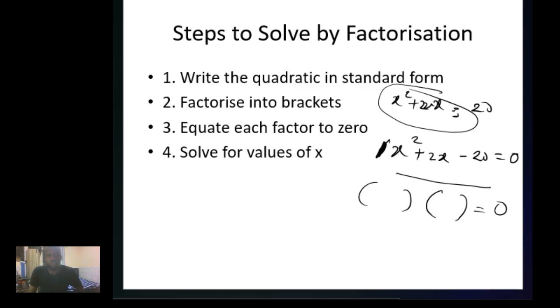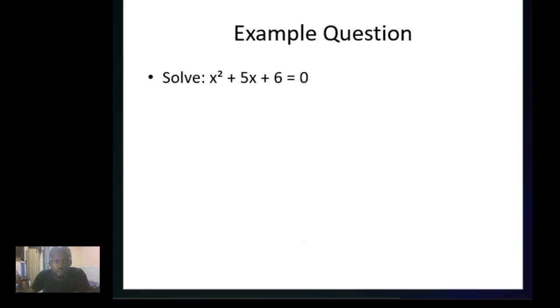Within seconds, you've gotten your roots, you've gotten your final answer. So you factorize into brackets. Now the next one, equate each factor to 0. After you have gotten your factors, you equate them to 0. Then once you equate them to 0, you have already known what your roots are, what the values of x are. That's it. Very straightforward, very interesting, and very nice. So now let's solve another question so that you'll be able to follow these steps very well. The first one, you have this question.